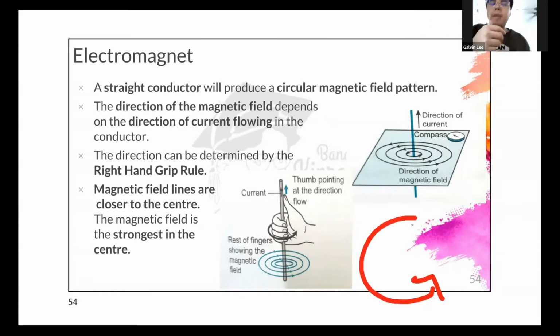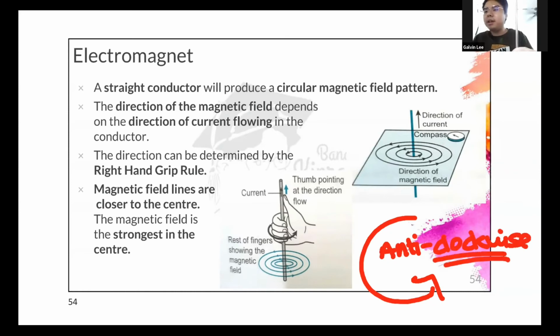If you look from the top, let's look from the top to your hand. You can see that they are curling in this direction. All right. Now we call this direction anti-clockwise. Why? Because they are turning in the opposite direction of the clock. This is anti-clockwise. That means the direction of the magnetic field lines will be anti-clockwise.